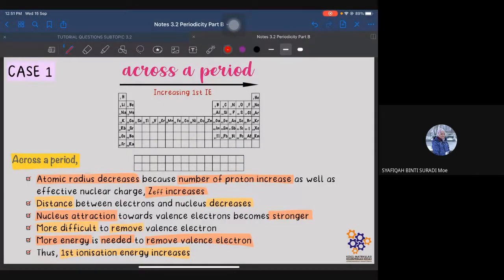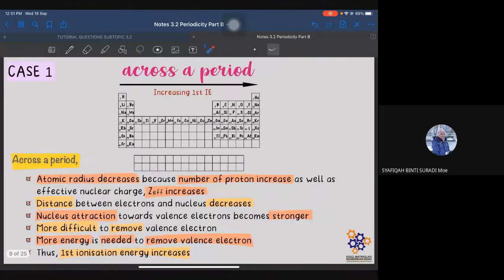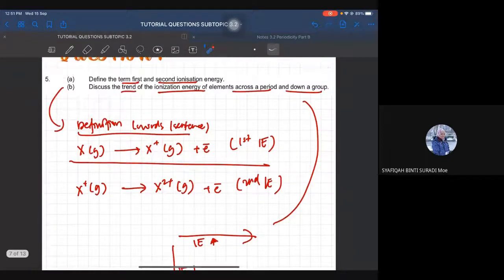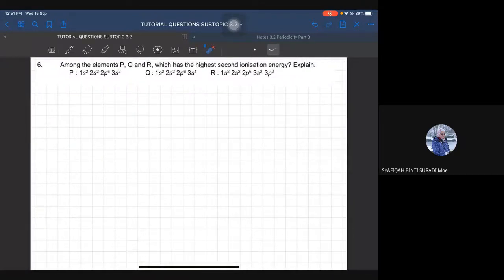So ini explanation yang awak boleh include dalam jawapan awak lah. Alright. Sama juga dengan down the group. Okay, you can refer to the notes. Note saya ke, note dalam kuliah ke, tak kisahlah. Okay. Alright. So itu untuk soalan nombor 5, sorry. Alright. Next, soalan nombor 6.